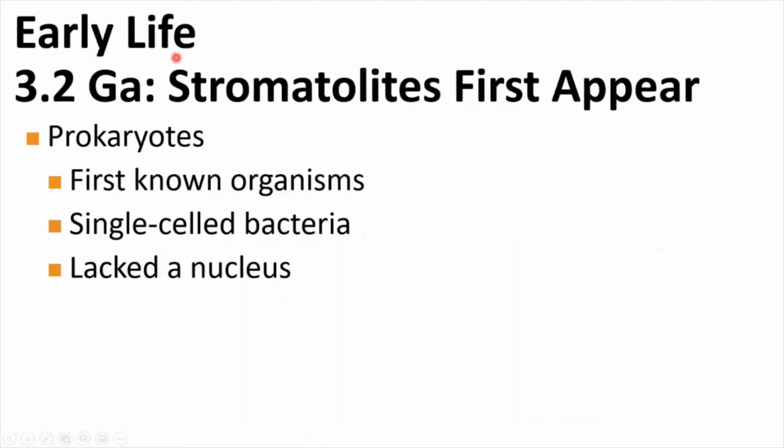We also see our early life. This was 3.2 billion years ago. Our stromatolites first appear. Now these are called prokaryotes. They didn't have a true nucleus. And these are our first known organisms. These are single-cell bacteria, and they lacked a nucleus.